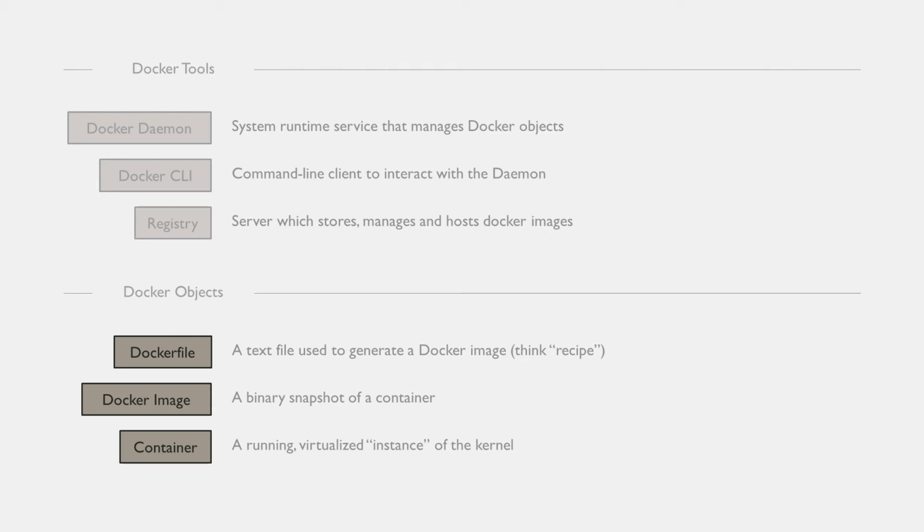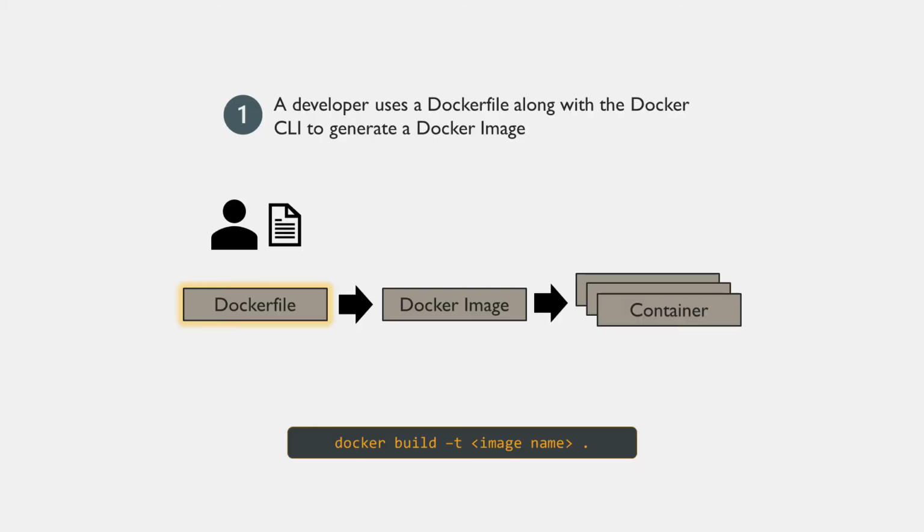So let's take a look at how all these things work together. A typical lifecycle looks something like this. We use a Docker file to build Docker images, and then the images in turn are used to instantiate running containers. In this example, a developer takes a Docker file, which is like a recipe for creating an image, and then calls the docker build command on the CLI.